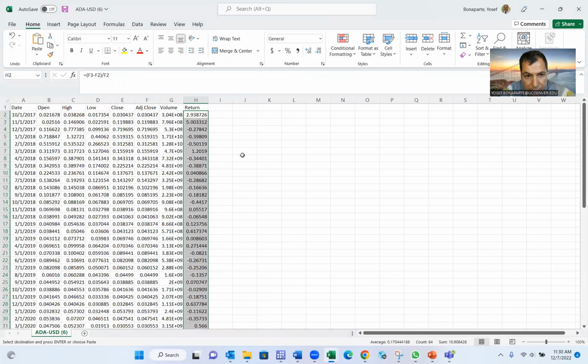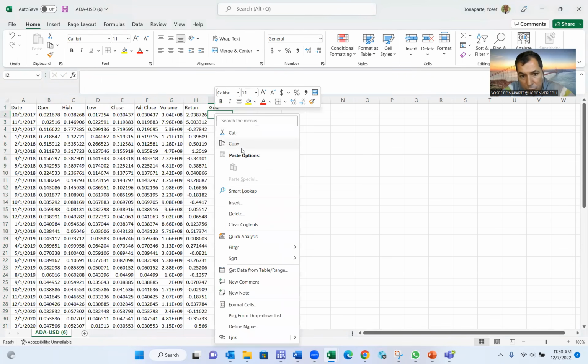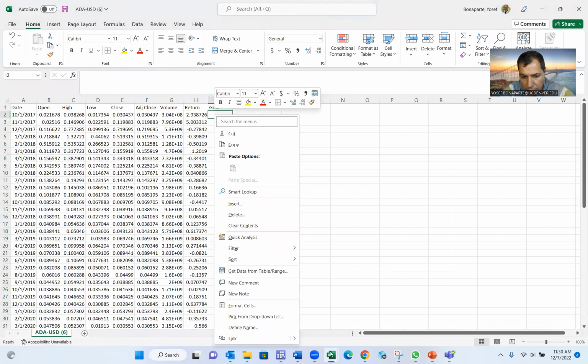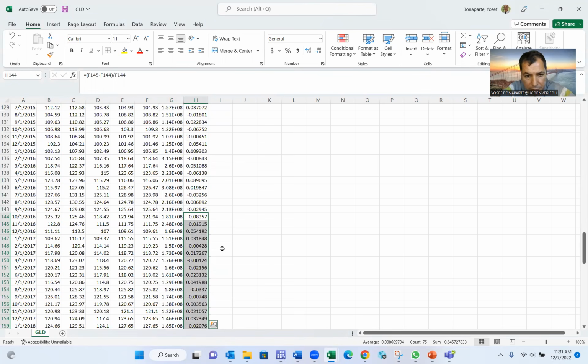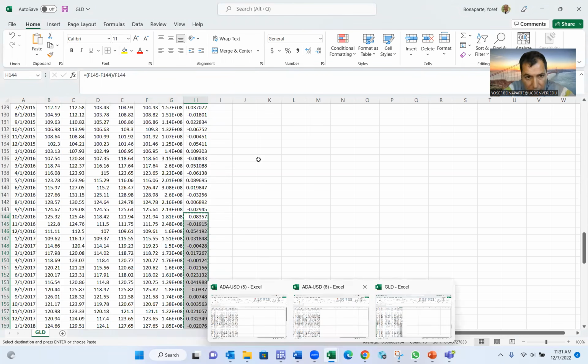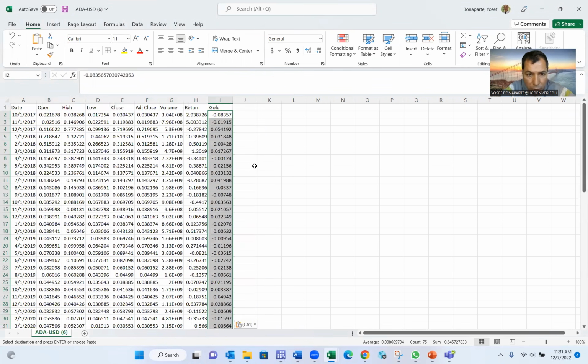We're going to put it here and write gold. And here, right click with the values. Okay, I have to do it again. Copy. And right click values. Boom, we got the gold.